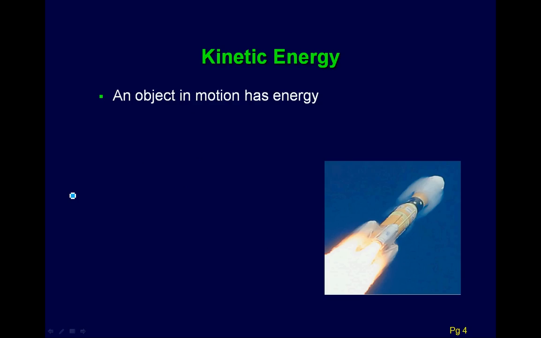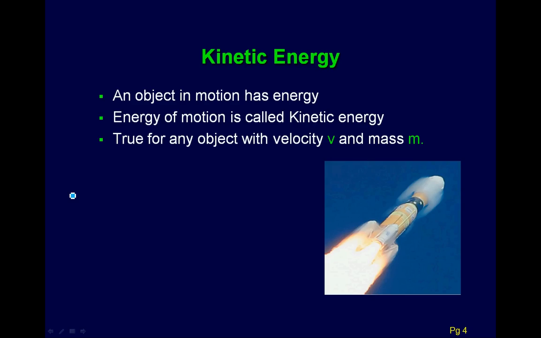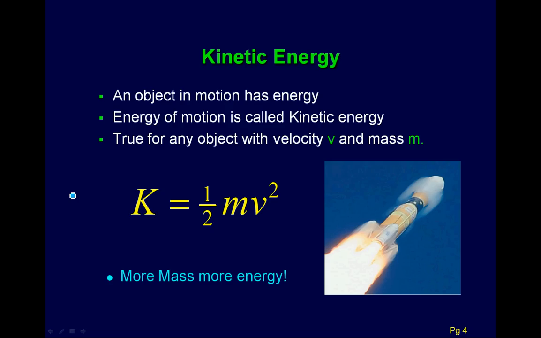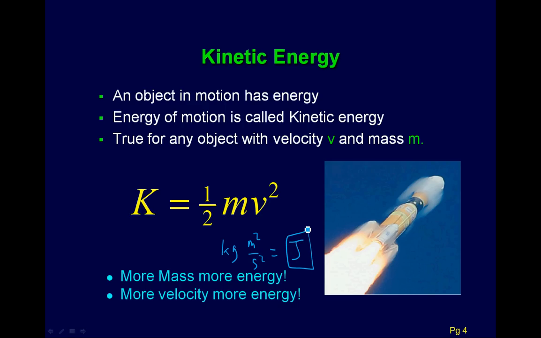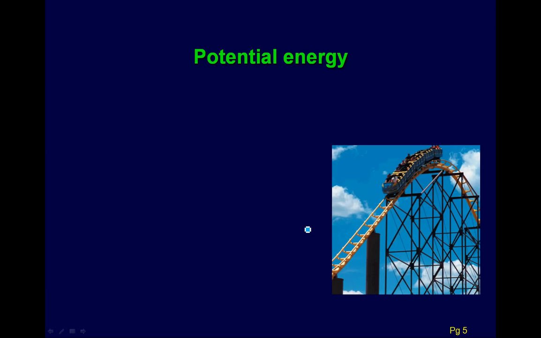So the definitions, the first one is kinetic energy. Any object in motion has kinetic energy. Any object with velocity and mass has kinetic energy, and it's 1/2 mv squared. We use K for kinetic. More mass, more energy, more velocity, more energy. One thing we'll note here is the units. Mass is in kilograms, and then velocity squared will be meters squared over seconds squared. This is defined as the joule, and it'll be the unit for all of our energy quantities.